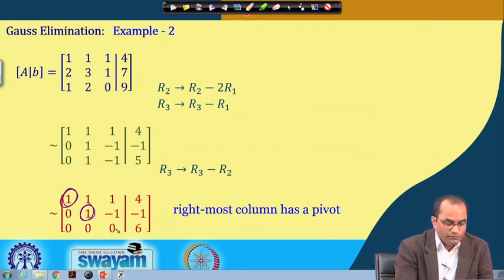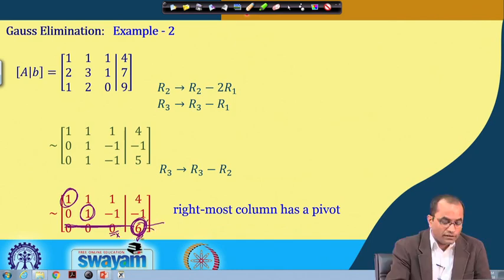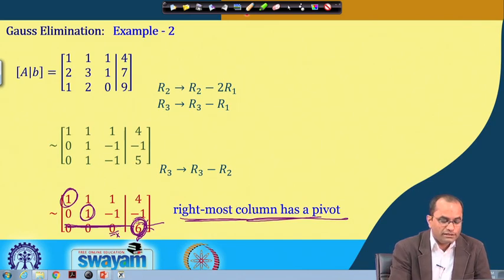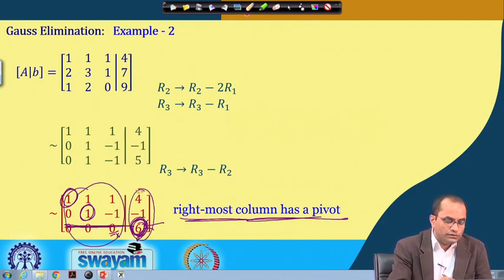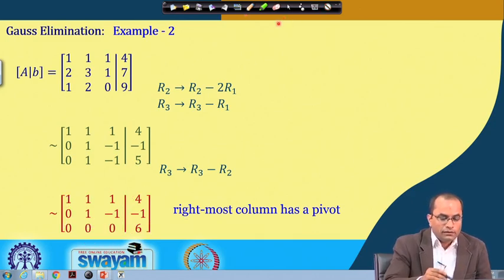The third column has no pivot, because this is a 0 element, and the pivot has to be a non-zero element. But looking at this number here, this is a pivot, since everything to its left is 0 and there is nothing below it. So the rightmost column has a pivot, which is exactly the case of inconsistency, where the system has no solution. This should not happen. The pivot should be in the main matrix, not in the rightmost column, which corresponds to the right hand side vector b.